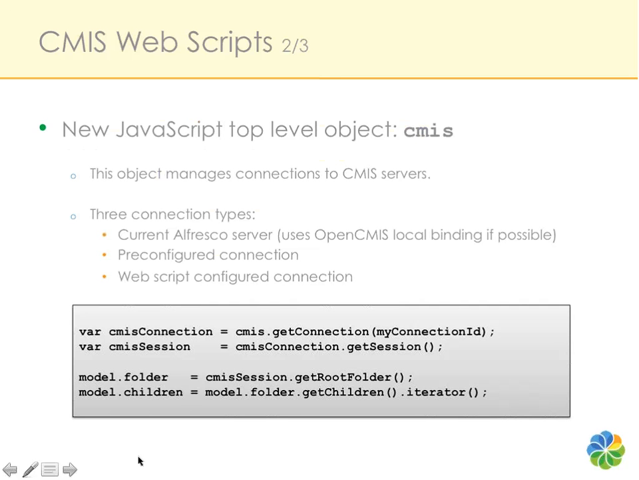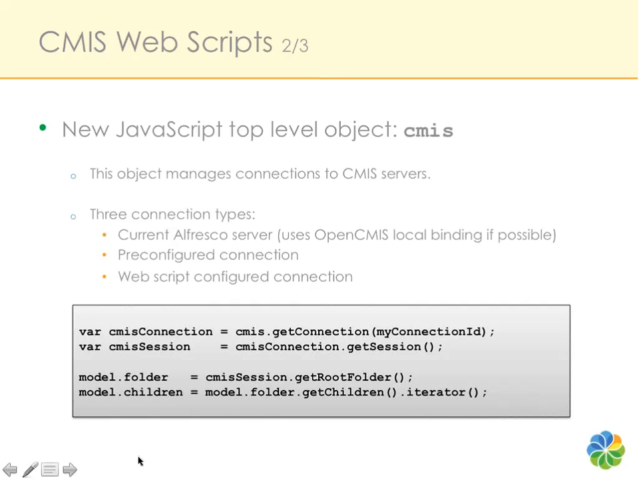The only thing we provide to you is a new JavaScript top-level object called CMIS. And this CMIS object manages connections to CMIS servers. We have 3 types of connections. One is the current server itself. This connection actually uses the OpenCMIS local binding. So you know there are 2 bindings defined in the CMIS specification, the Atom Pub and the web services binding, which are both going over the network and shifting XML back and forth.